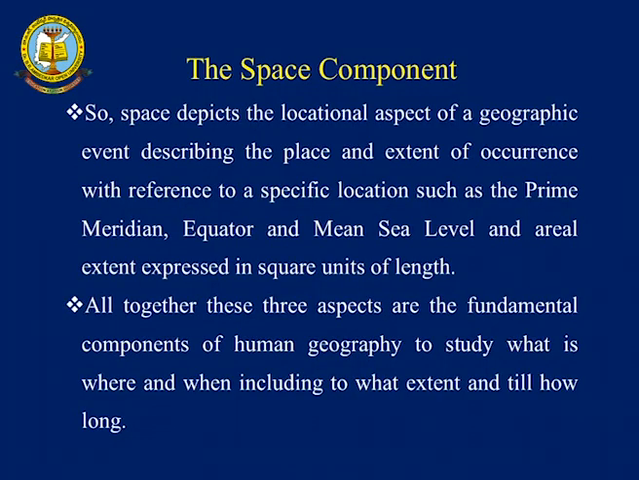Thus, altogether these three concepts, scale, time as well as the space components, are the fundamental concepts which we have learned in human geography. Next, another two components are there. These three components, the space, the scale and the time, will make you understand very easily with the help of the spatial interaction.